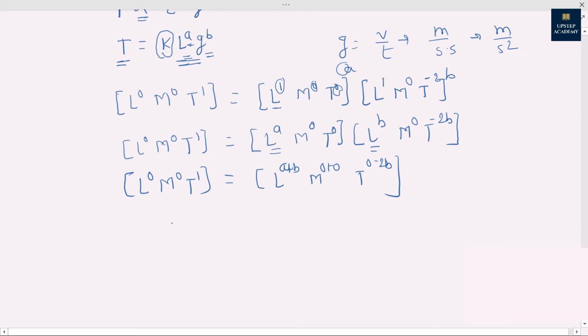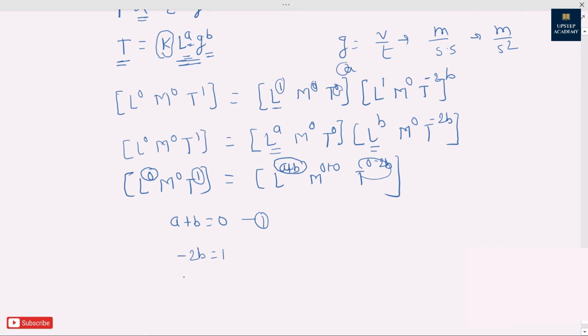So we can simply write two equations. One equation will be a plus b is equal to 0. What did I do? I equated the powers of length on the left hand side and right hand side. This is, suppose, equation number 1, and I will also get equation number 2 by equating the powers of T, that is minus 2b is equal to 1.